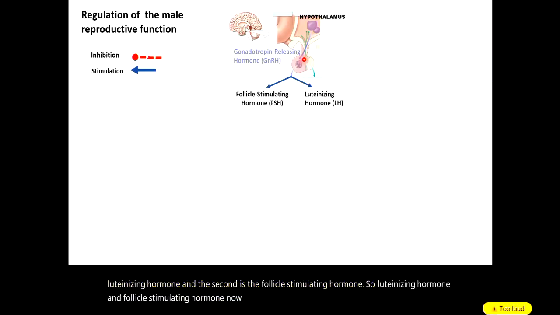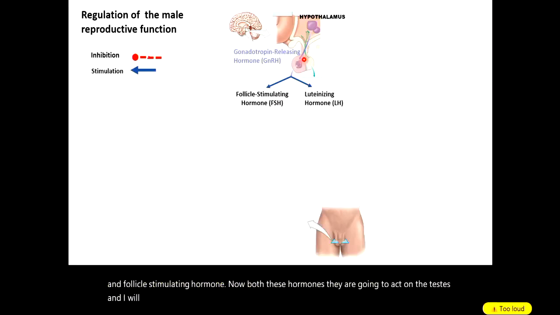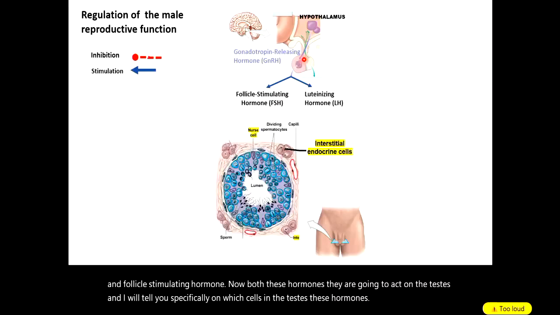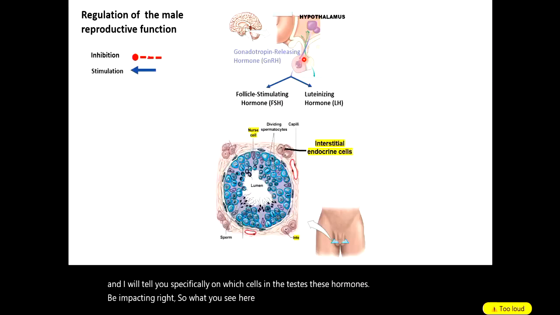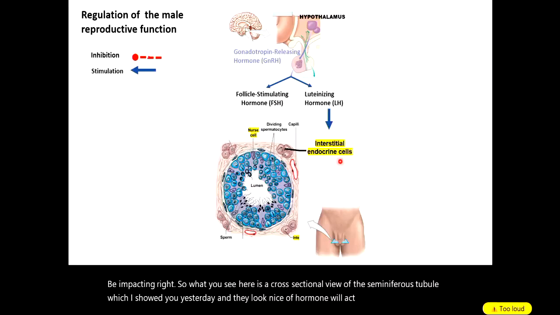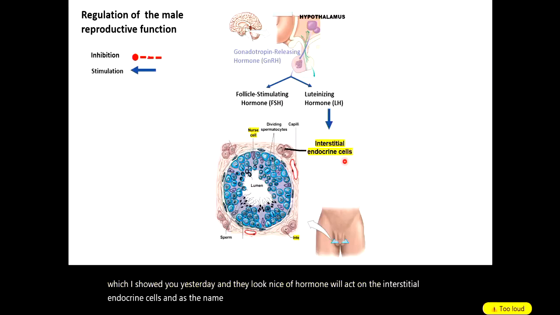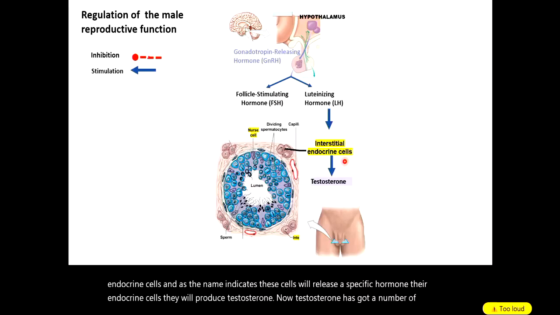Now both these hormones, they are going to act on the testes, and I will tell you specifically on which cells in the testes these hormones will be impacting. All right, so what you see here is a cross-sectional view of the seminiferous tubule, which I showed you yesterday. And the luteinizing hormone will act on the interstitial endocrine cells, and as the name indicates, these cells will release a specific hormone. They are endocrine cells. They will produce testosterone.